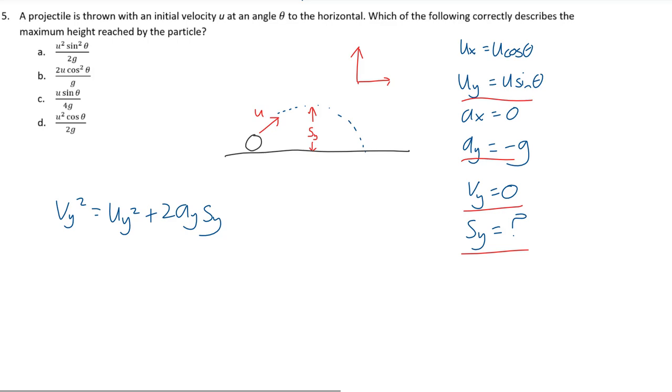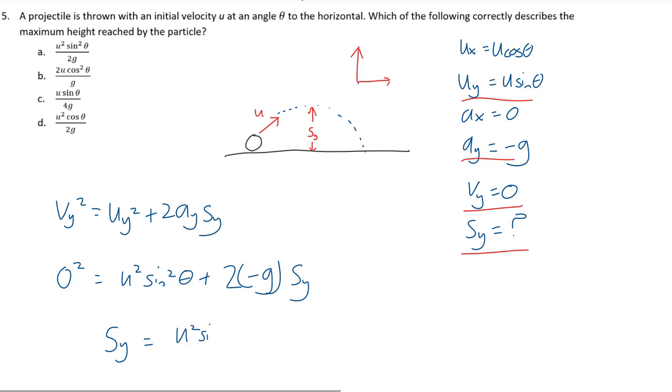Subbing in what we know, v sub y is 0, so we get 0 squared is equal to u sub y squared. Remember, u sub y is u sine theta, so we get u squared sine squared theta plus 2a sub y. A sub y is minus g, multiplied by s sub y, which we are looking for. If we then rearrange this equation, we get our answer. We get that s sub y is equal to u squared sine squared theta over 2 multiplied by g, which is option A.